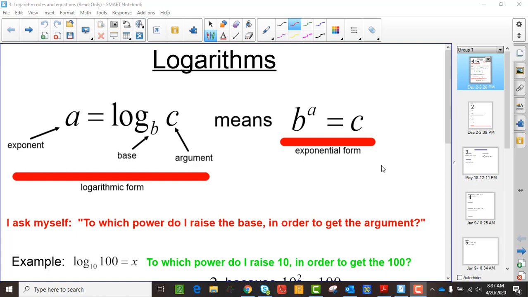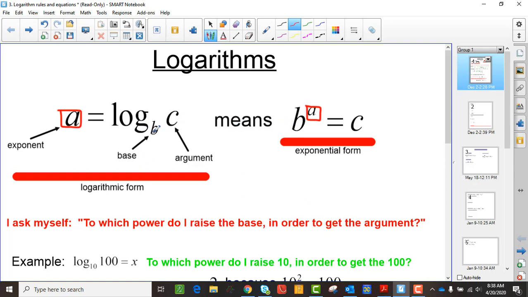We want to talk about logarithms, and what logarithms are basically is they are exponents but expressed in terms of being equal to an exponent. I know that might sound confusing, but essentially what we do is we take an exponential and we solve it for the exponent. So we have the exponent over here, and then we have log base b of c.